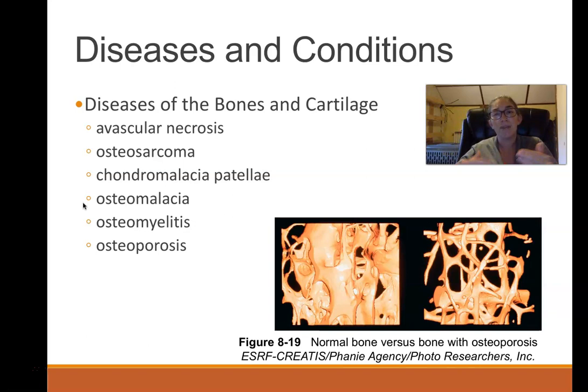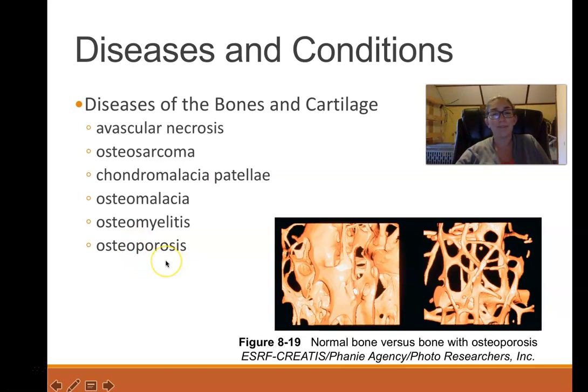Unlike osteoporosis, so osteoporosis is specifically a breakdown of that spongy cancellous tissue. So this would be normal spongy tissue with a normal amount of holes in it, but when it breaks down and you get more holes and more air pockets, it weakens that spongy bone, makes it more prone to fracturing. And that's osteoporosis, a condition of excessive pores or holes in the bones.